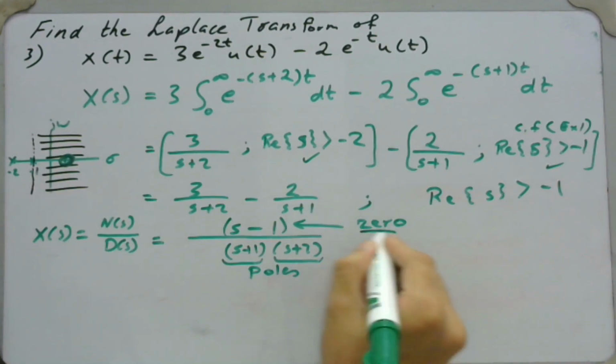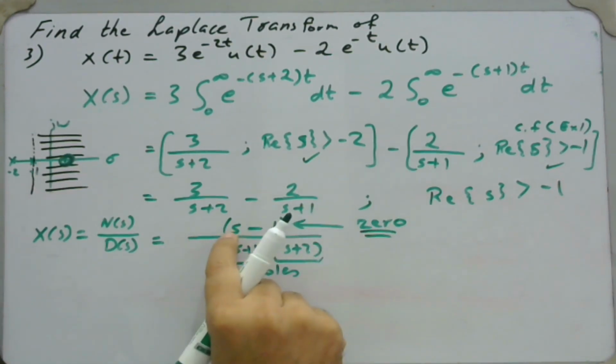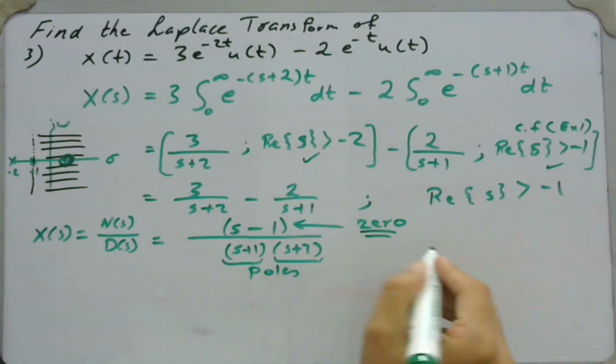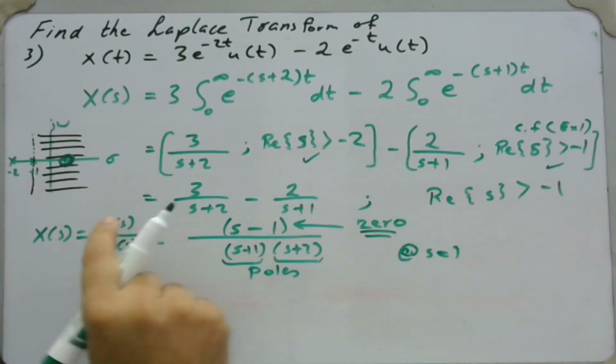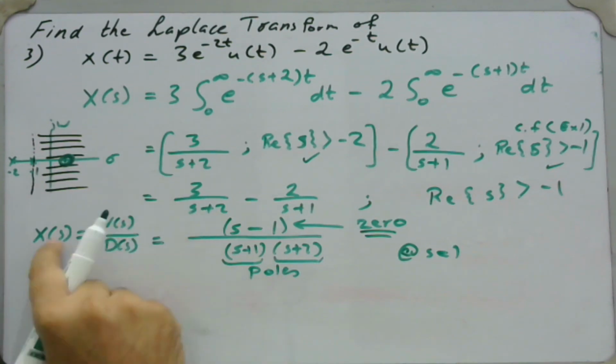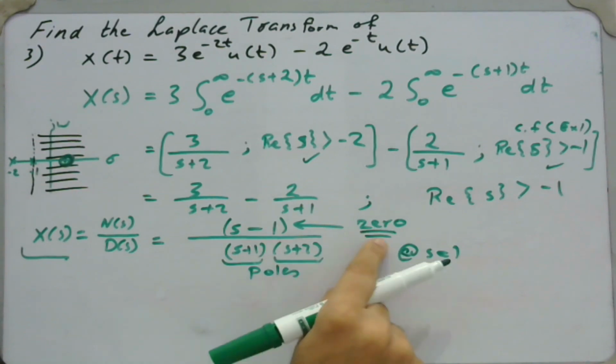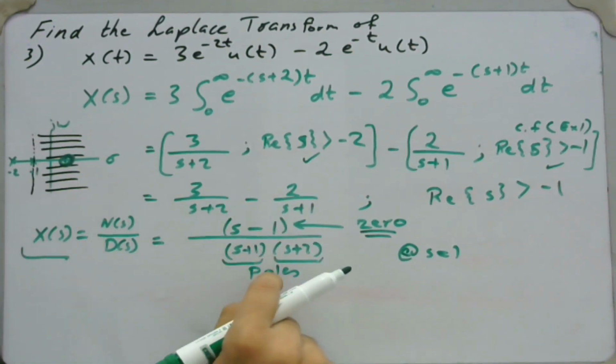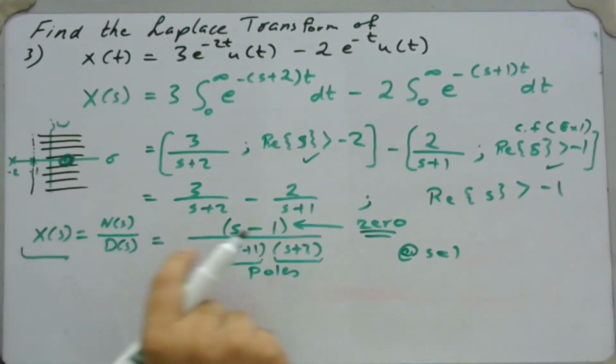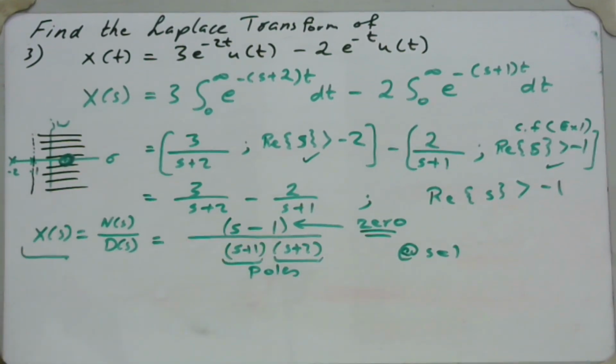So what does zero mean? Zero means that if you set the value s equal to 1, that is at s equal to 1, the numerator will become 0, and hence this signal would become 0. Therefore zeros are making the signal 0 and the poles are making the signal infinite at their respective points.